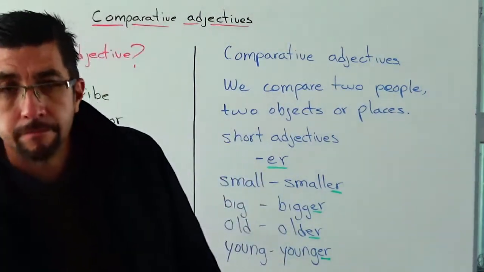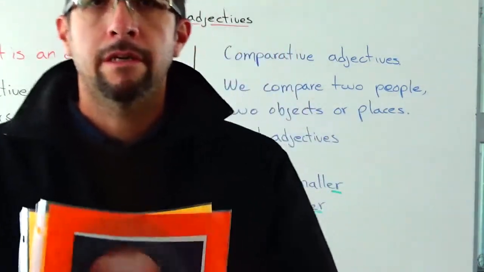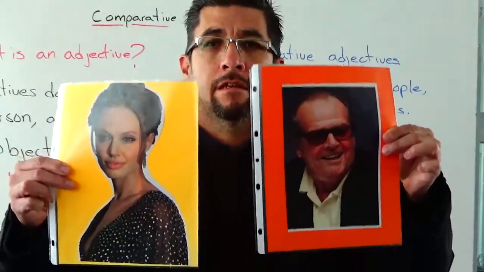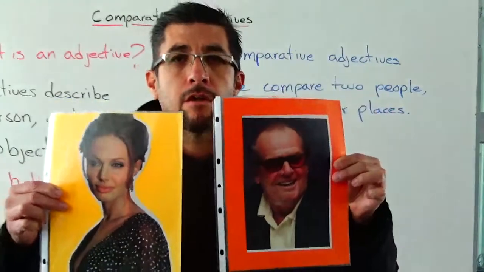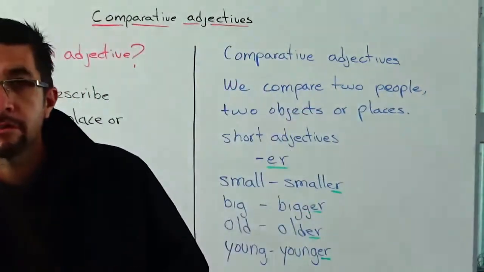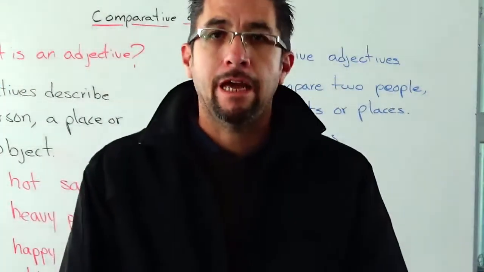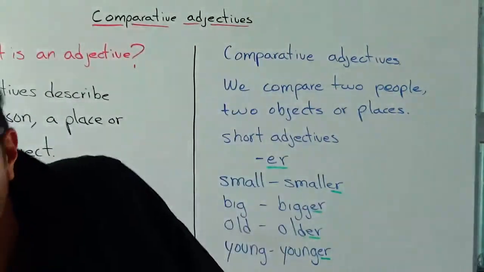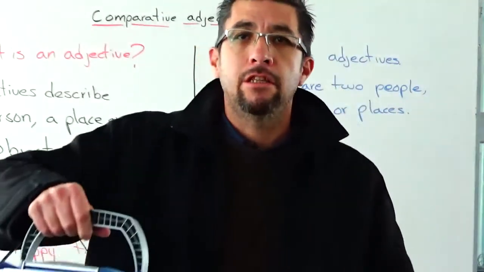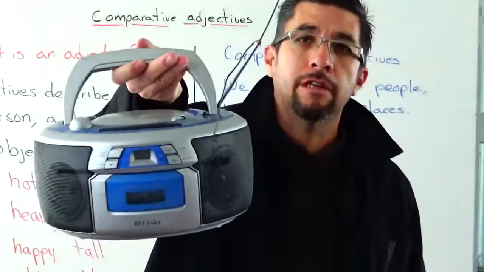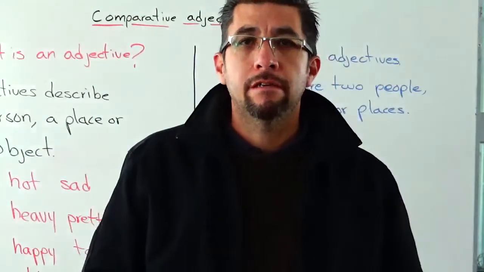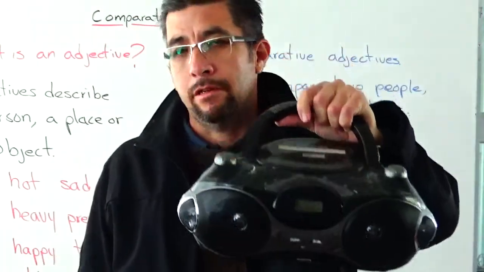Some examples. Let's compare Jack Nicholson and Angelina Jolie. We can say that Jack Nicholson is older than Angelina Jolie. Okay? We can also say, I bought some realia, some objects for you. So we can say that this tape recorder is newer than this tape recorder. In other words, this tape recorder is older than this tape recorder. Got it?